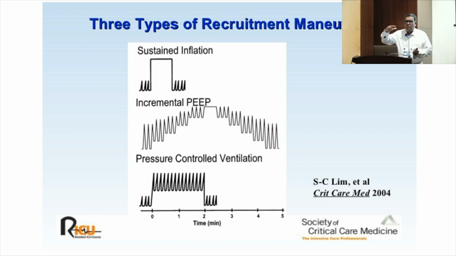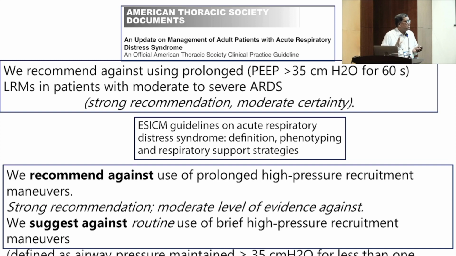The other method was to keep increasing PEEP by 4 or 5 until you get a high enough pressure. So a prolonged recruitment maneuver means subjecting the lung to a pressure of more than 35 for more than 1 minute. That was the definition of a prolonged recruitment maneuver. Studies have clearly shown that using prolonged recruitment maneuvers has been damaging. Most of the time, the damage is because of hemodynamic instability or sometimes barotrauma. So these are the two major problems. So clearly, prolonged recruitment maneuvers are out.